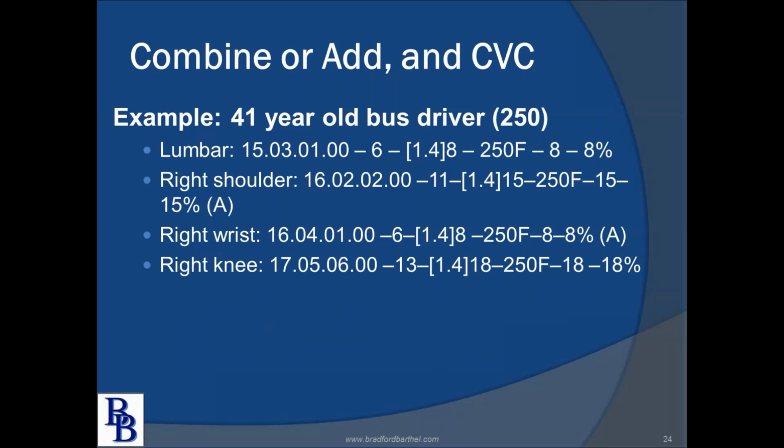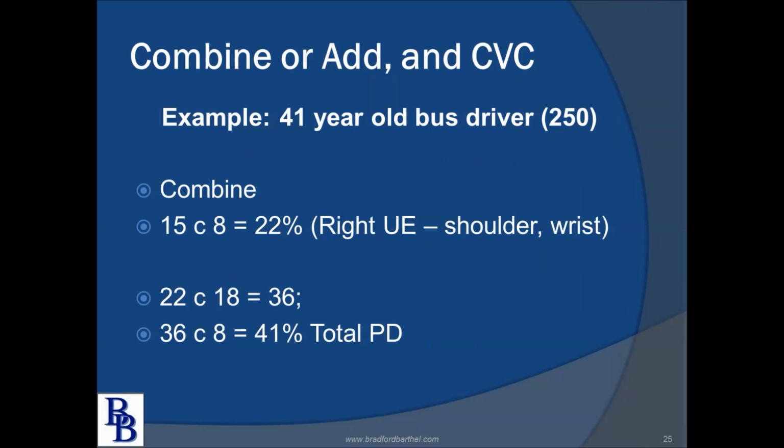And so there, with those same 4 body parts, we rate each of them out, and we come up with this. 8% PD for the lumbar spine, right shoulder, 15% PD, 8% for the right wrist, 18% for the right knee. And those are permanent disability, all for the same date of injury, and we combine them.